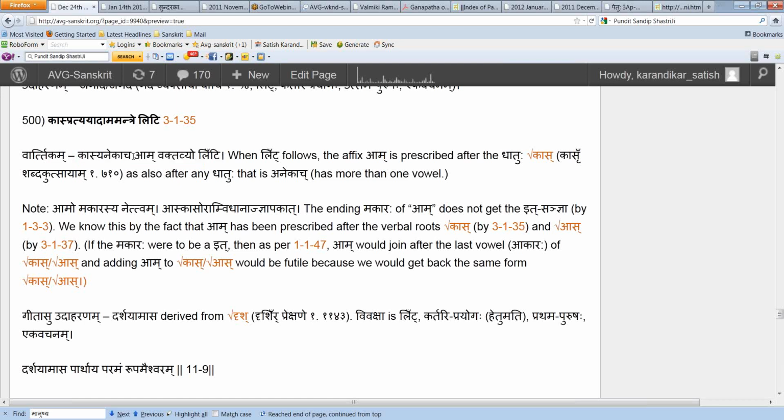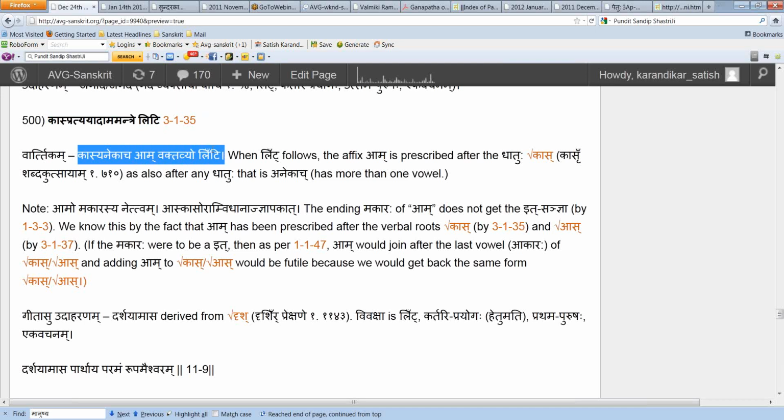Like a dhatu like jagru may be there. That dhatu jagru would not have qualified for the sutram, but by the vartikam we are extending that to any anekach dhatu. Not only the derived dhatus, but even in the dhatu patha, if a dhatu is anekach, then there also we get the pratyaya am when lit follows.